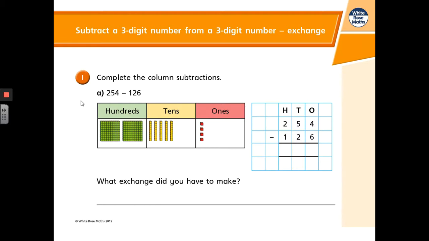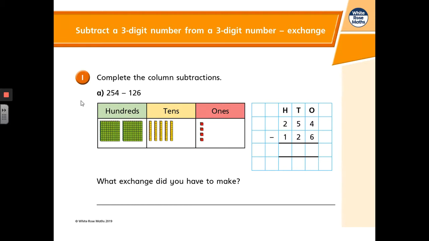So for number 1, it says complete the column subtractions. So for A, you've got 254 subtract 126. So you've got your base 10 there, which will help you if you need it, and you've also got your calculations out in a column. So as always, we start with our ones column. So you're doing 4 take away 6.